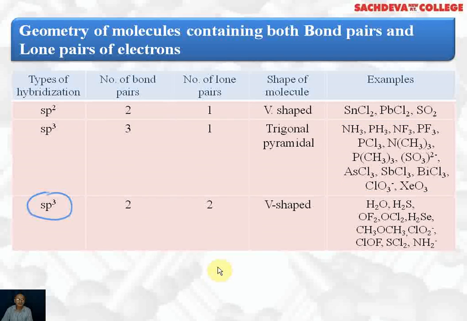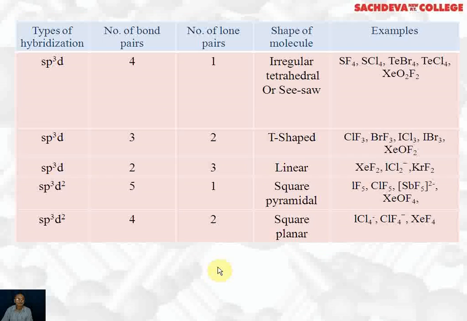Sp3 hybridization with two bonded pairs and two lone pairs, shape is V-shaped molecule. Examples are water, H2S, OF2, OCl2, CH3OCH3, ClO2 minus, ClOF, SCl2, NH2 minus. Sp3d hybridization with 4 bonded pairs and 1 lone pair. We call it irregular tetrahedral or seesaw shape. Examples are SF4, SCl4, TeBr4, TeCl4, XeO2F2.